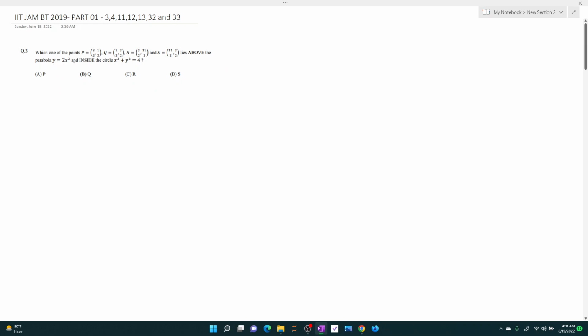So here we have points P, Q, R, and S, and they ask whether these points are above the parabola and inside the circle. So okay, let's first consider the parabola, right? We have the parabola as y equals 2x square. So this is the equation of our parabola, right?